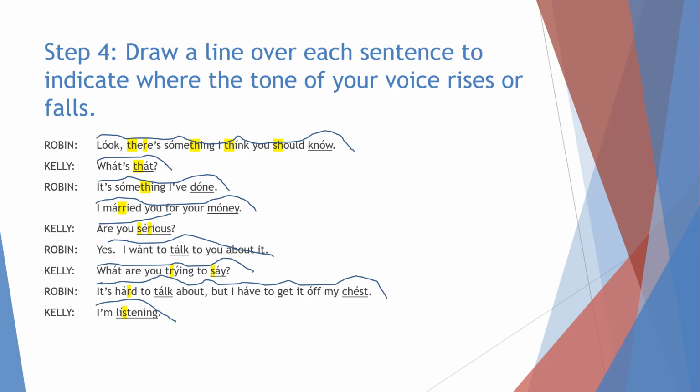And now look at Robin's third line and see what happens when there are unstressed words at the end of a sentence. I want to talk to you about it. Can you hear how and where my voice goes up and down? I want to talk to you about it.